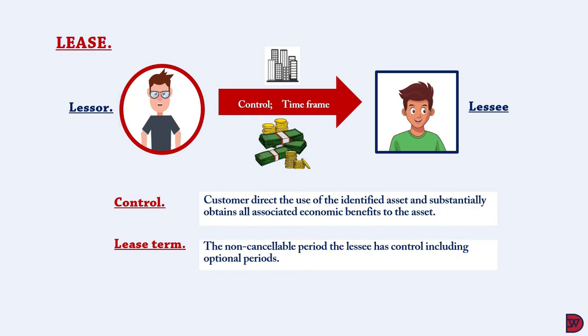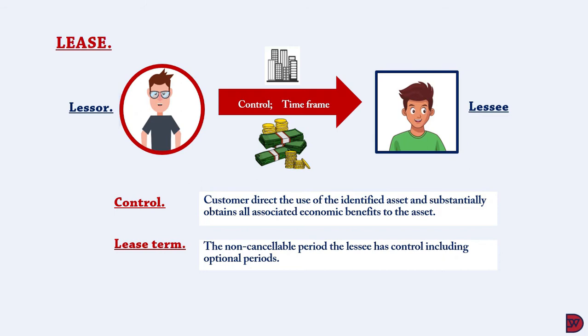Now, a capacity portion of an asset is still an identified asset if it is physically distinct. An example would be the floor of a building, which is separated from the building, or the set of furniture found in the office space. Now, a capacity or other portion of an asset that is not physically distinct, for example a portion of a fiber optic cable, is not an identified asset unless it holds the capacity necessary for the customer to derive all economic benefits.